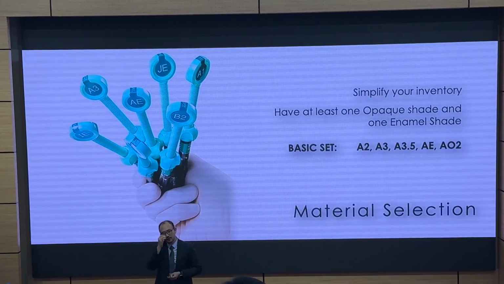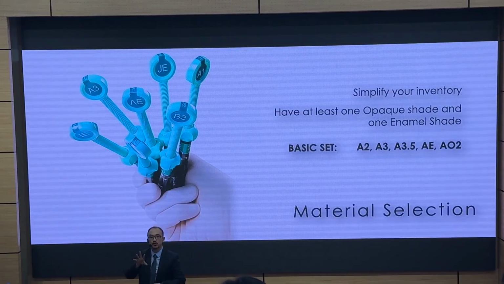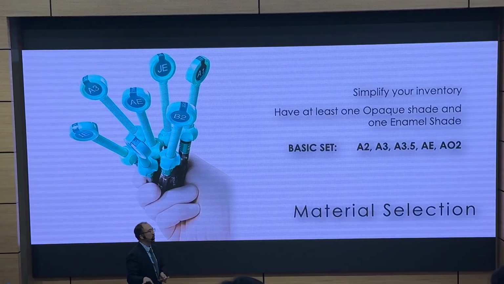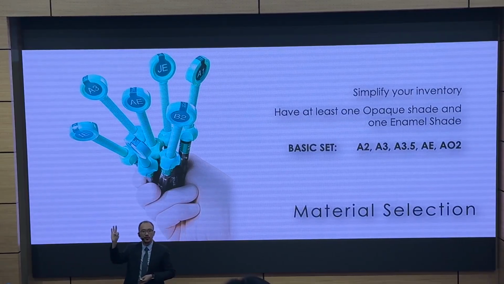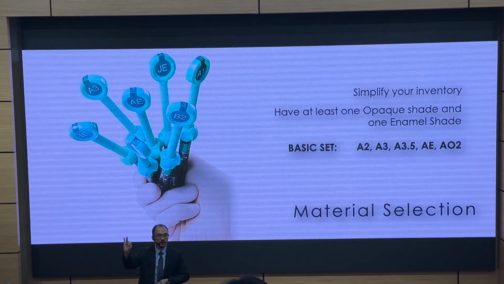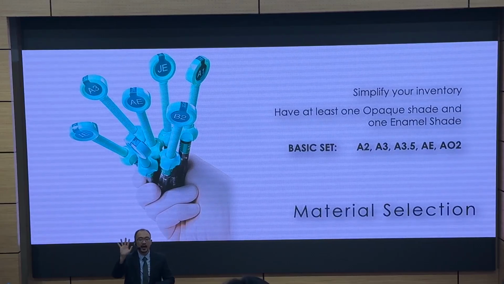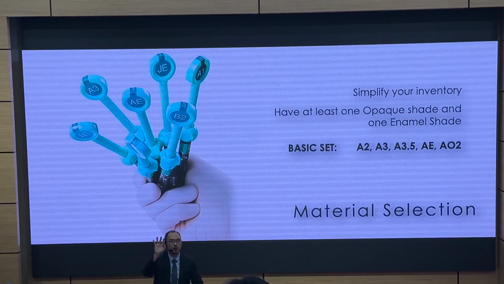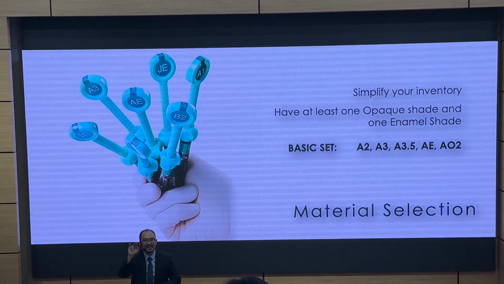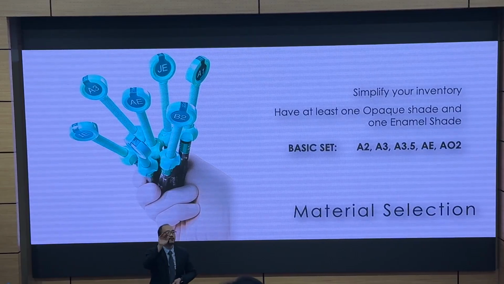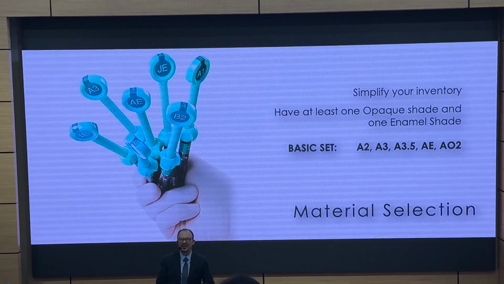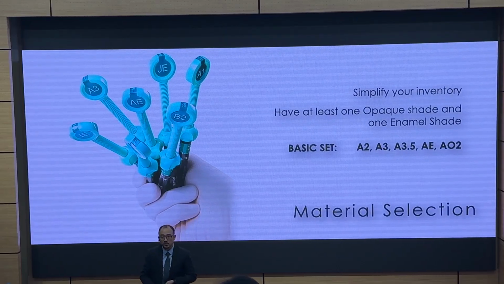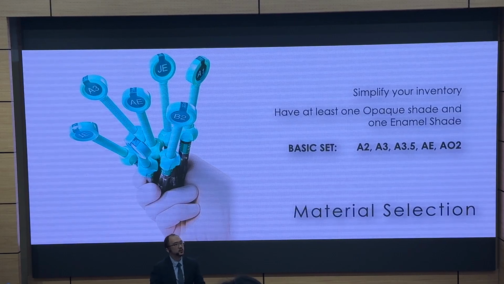Okay? So my advice is that if you want to start using this material, the shades that I always start off with are A2, A3, A3.5. That would be your transitional shades. And then you have one opaque shade, which is A02, which I use 95% of the time. And I have AE, which is the outside shade, which is what I use around 80% of the time. So this would cover most of your anterior cases.